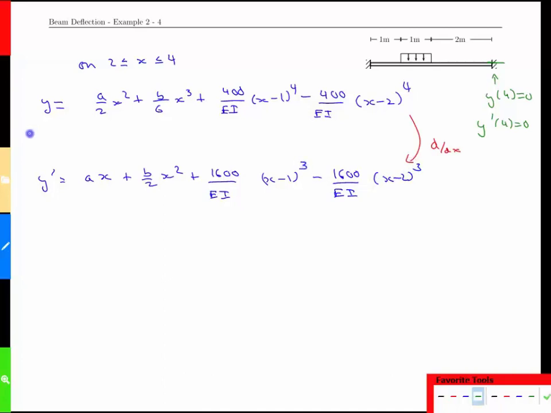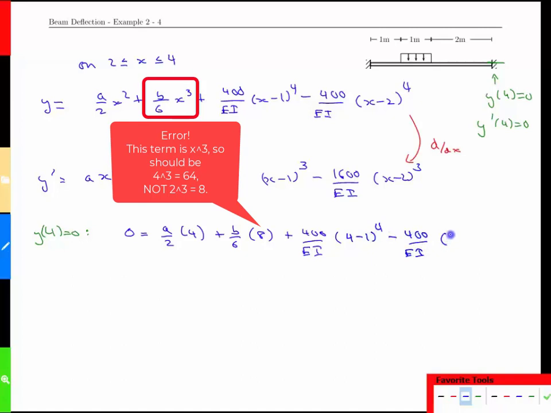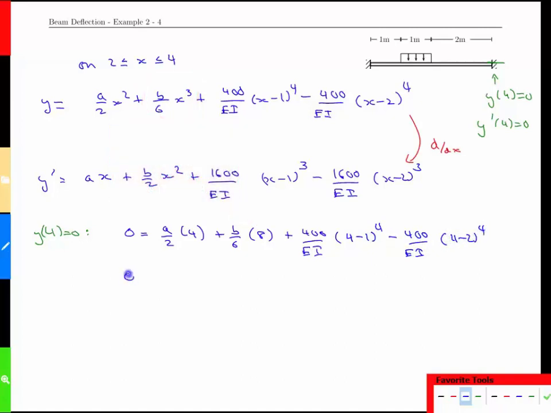Now we can use our feature that y of 4 is equal to 0. That'll give us 0 equals a over 2 times 4 plus b over 6 times 8 plus 400 over EI 4 minus 1 to the power 4 minus 400 over EI 4 minus 2 to the power 4. And simplifying these terms, we end up with 2a plus 4/3 b plus 26,000 over EI, and that's it.